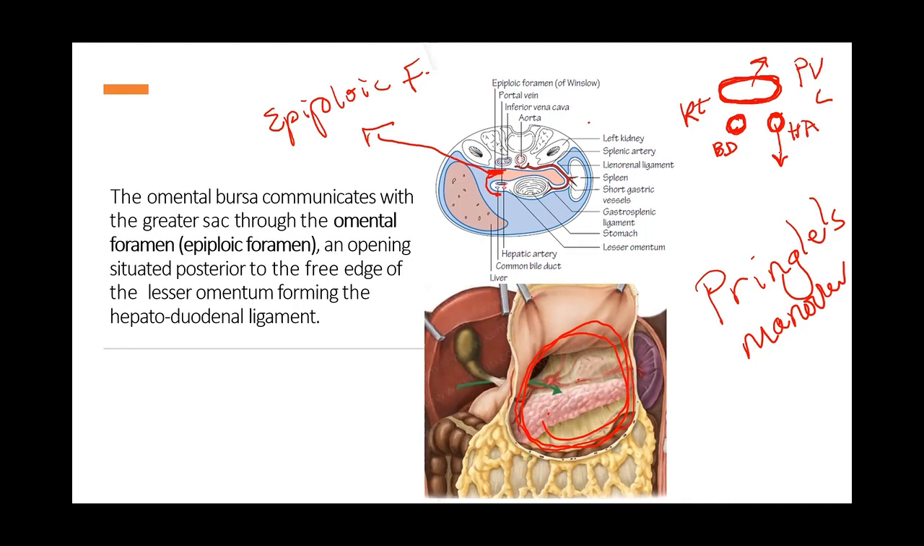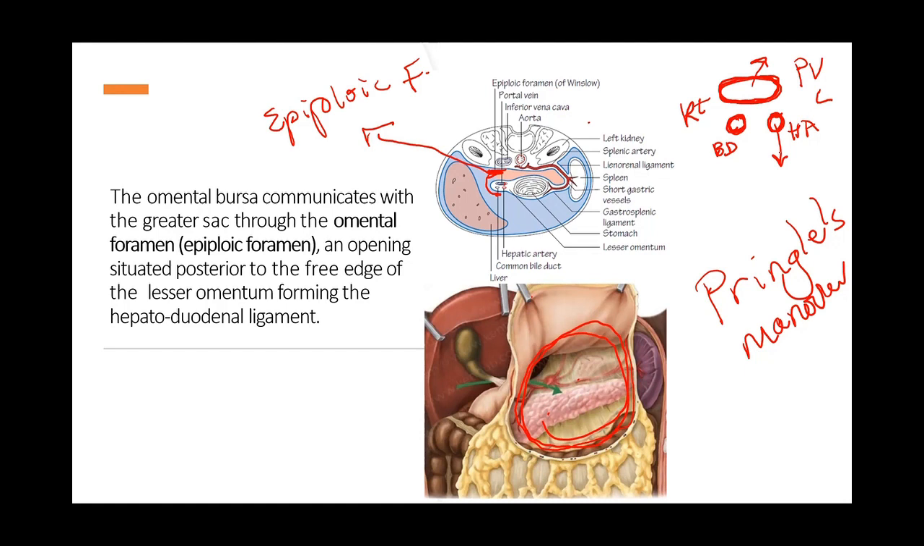There is a retrograde flow. So the Pringles maneuver, in case of your MCQ, you should know it does not secure 100% hemostasis. You will understand this better when we are discussing the anatomy of the liver. So that is the epiploic foramen, or the foramen Winslow.